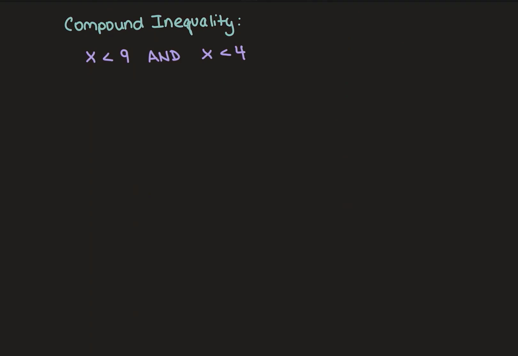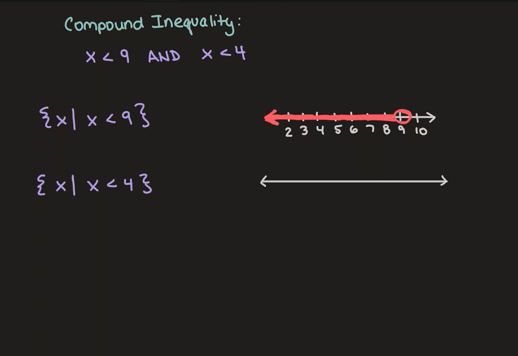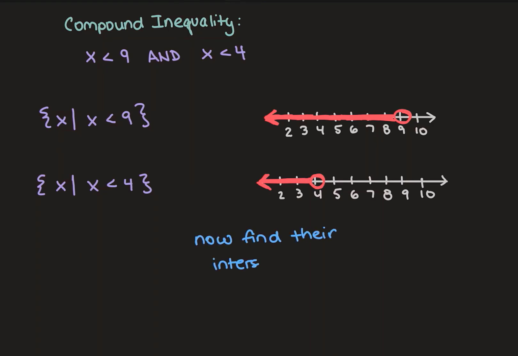So to figure out the solution to the compound inequality, let's graph the inequalities separately. For x is less than 9, we place an open circle at 9 and shade everything less than 9. For x is less than 4, we place an open circle at 4 and shade everything less than 4. Okay, so now to graph the solution to the compound inequality, we need to find their intersection.